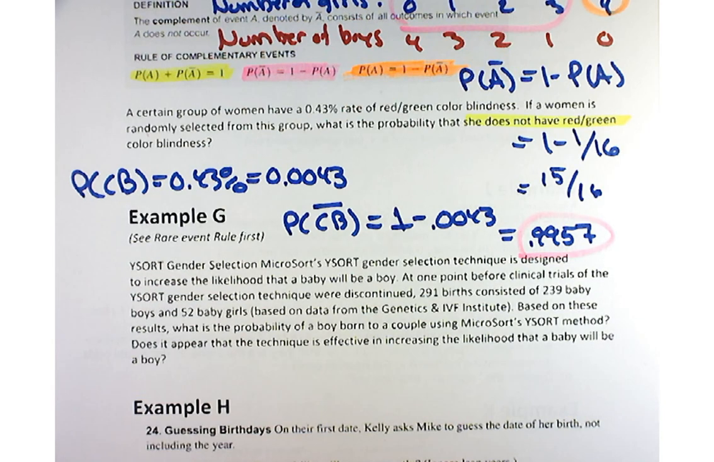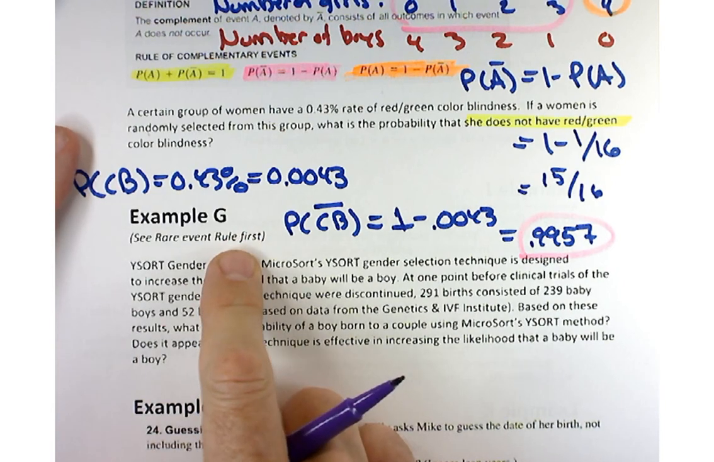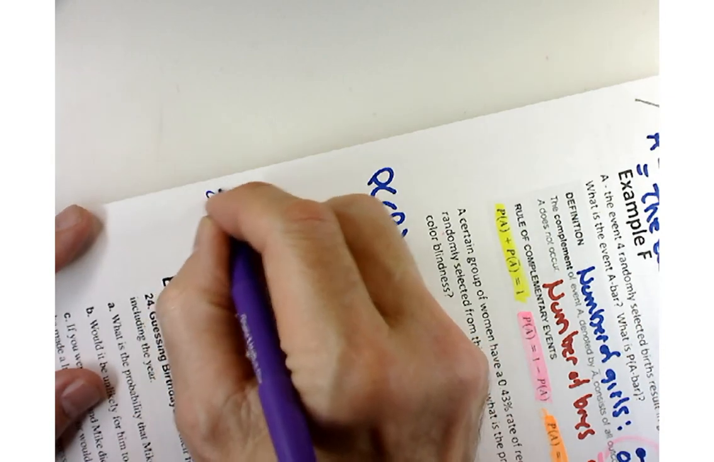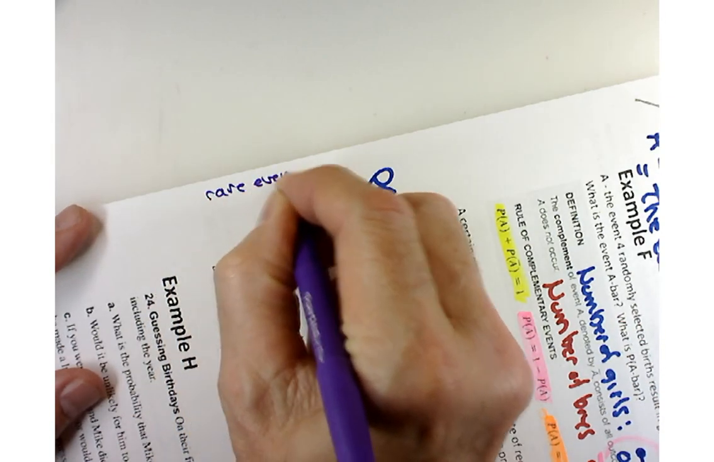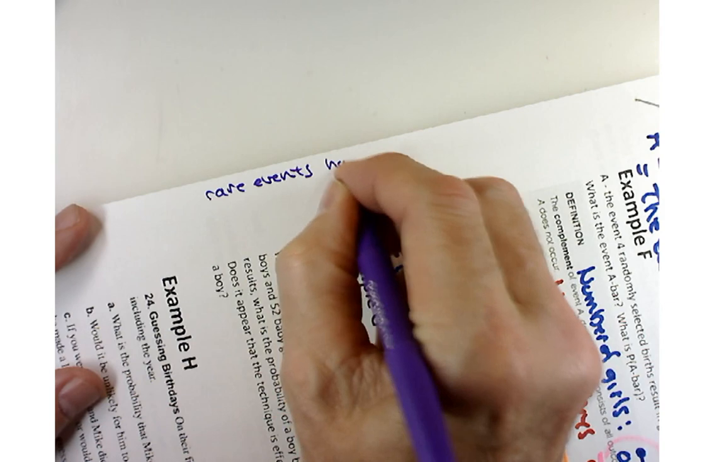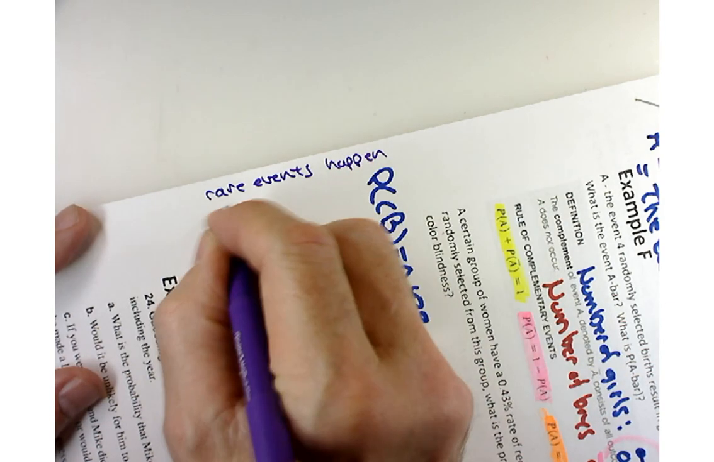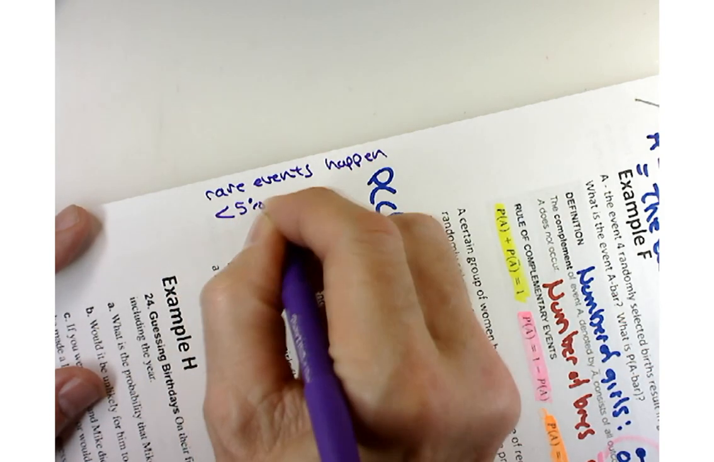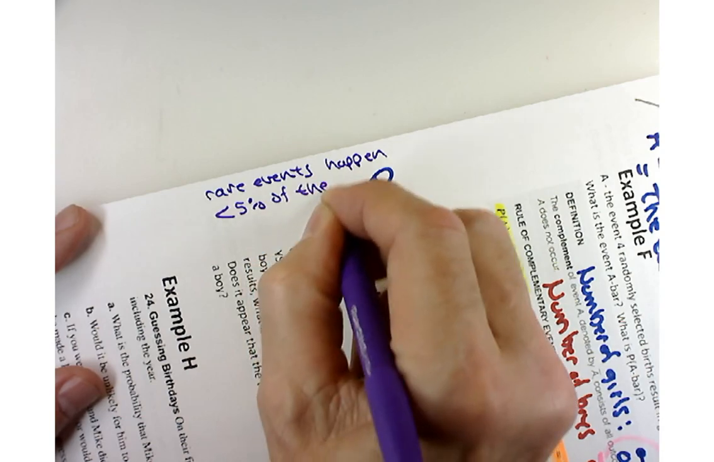Let me mention something quickly about the rare event rule. Something's a rare event if it happens less than 5% of the time. So, rare events happen less than 5% of the time. So that's a little remark there on the rare event rule.